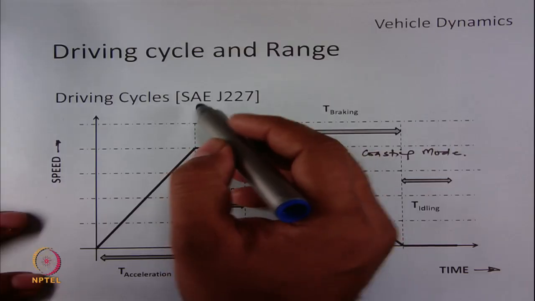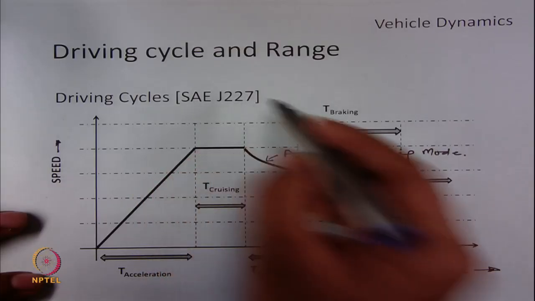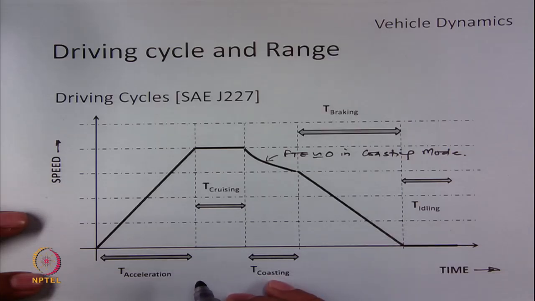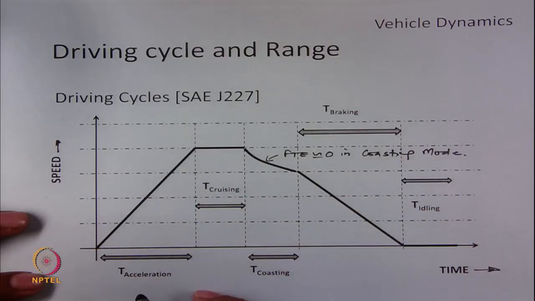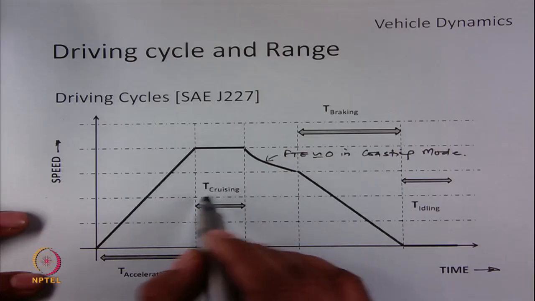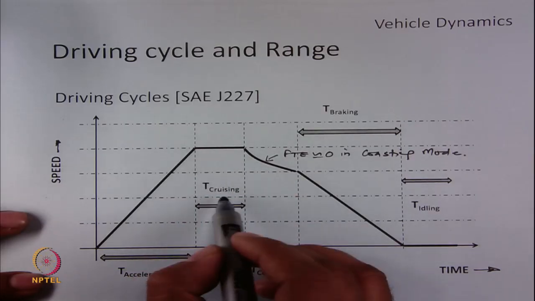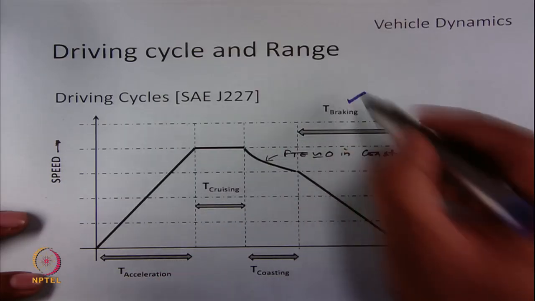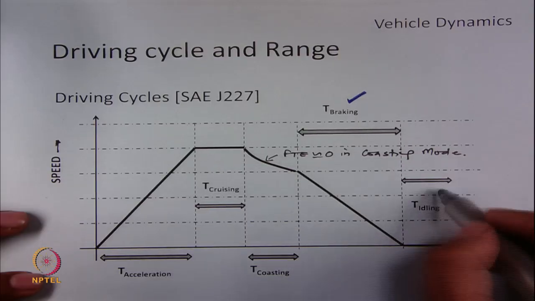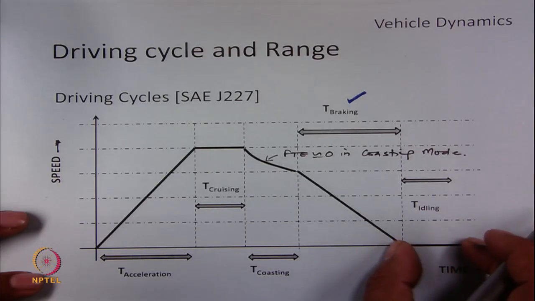So, we have talked about a driving cycle which is known as SAE J227. In this, a driving cycle will be constructed as an addition of different acceleration and constant speed periods. We can see that you have an acceleration period defined as T acceleration, a high speed cruising period of T cruising, a deceleration or T braking, an idling period where there is no speed, and there is a coasting.